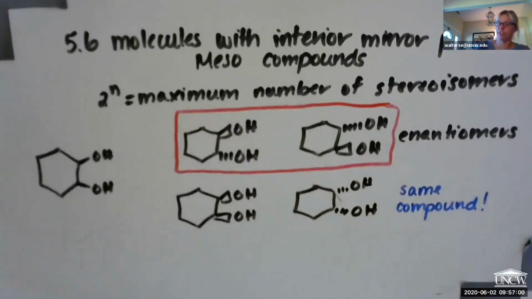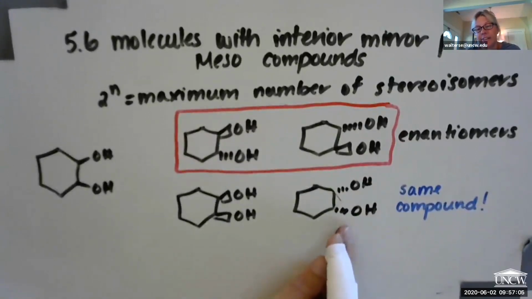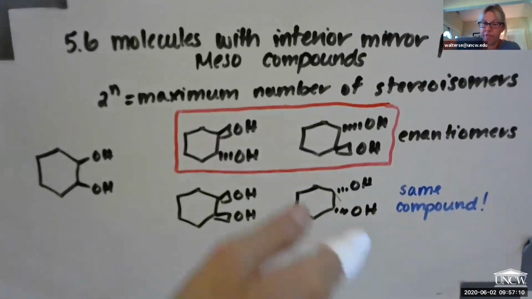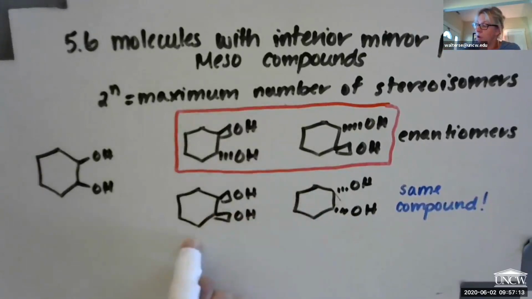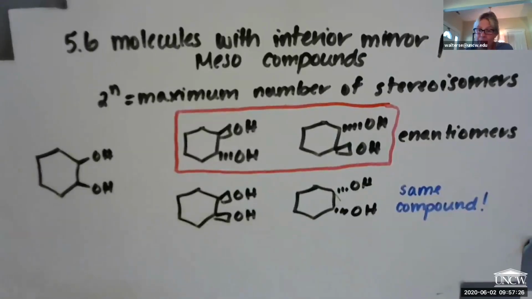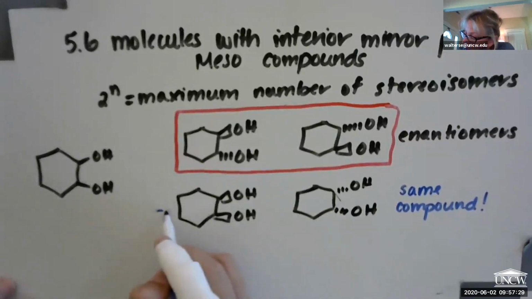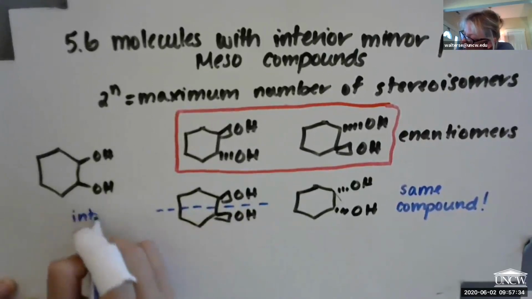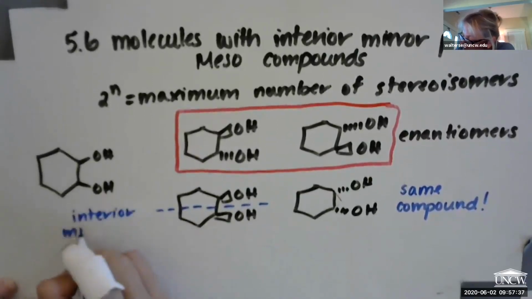Okay. And what I want you to think about is if you take this molecule that has the 2 hydroxides on the dash, and you put a spatula under it and you flip it over, you're going to end up like this, a ring with 2 hydroxides on wedges. So these 2 are just flipped. These are pancake flipped to get to one another. Okay. That happens when the stereoisomer has an interior mirror plane.